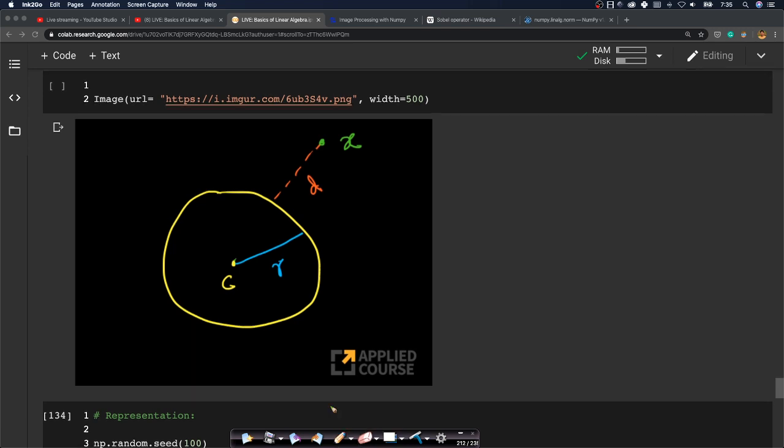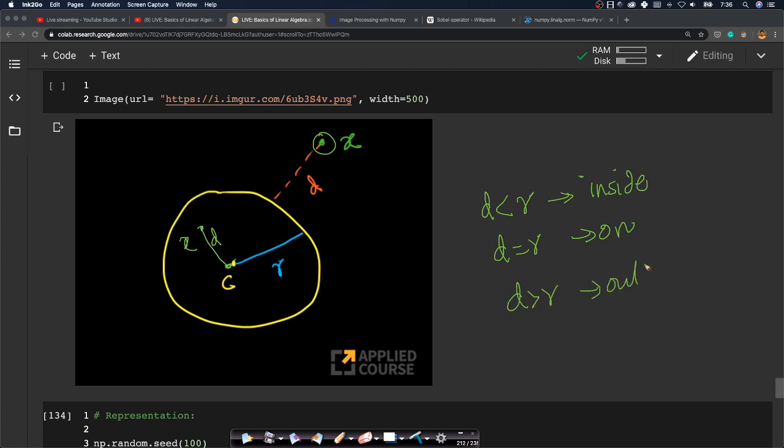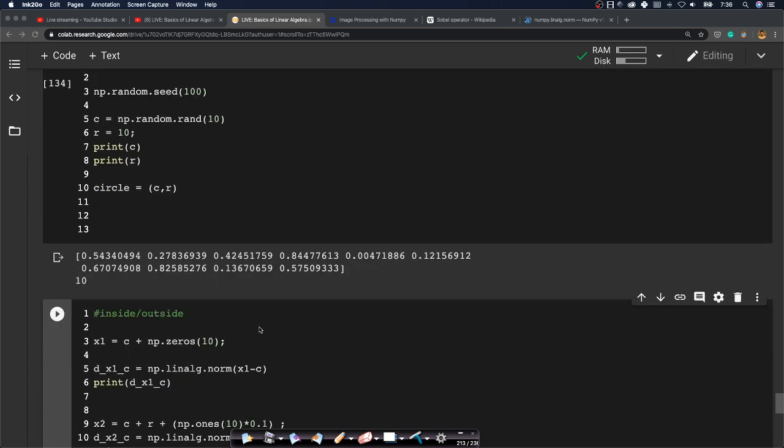So how do you determine whether a point x is inside the circle or outside the circle? Very simple. If this is my point x, compute the distance from x to c. If the distance is less than r, it is inside. We have seen this for a circle earlier, in the previous live sessions. If d equals r, it is on the circle. If d is greater than r, it is outside. Very simple. Nothing fancy. So we can easily write the code for it.